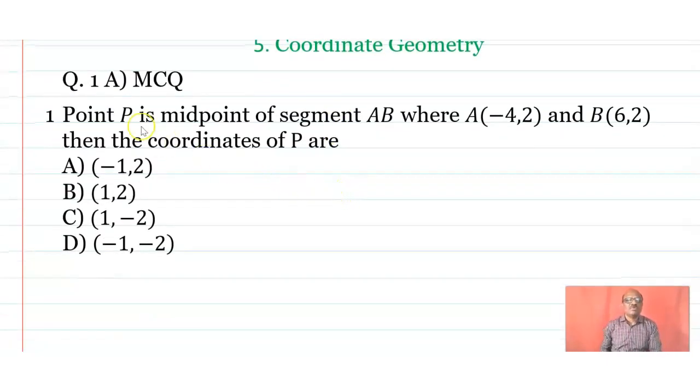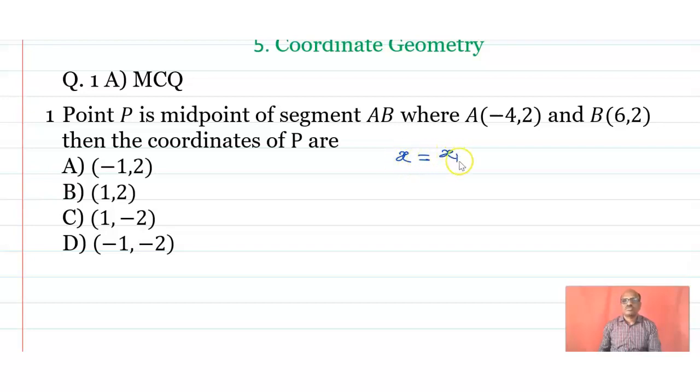First, MCQ. Okay. Point P is the midpoint of AB, where A is (-4, 2) and B is (6, 2). Now the formula for the midpoint is x1 plus x2 upon 2. And what about the y? y is y1 plus y2 upon 2. Okay. Then what is x1?